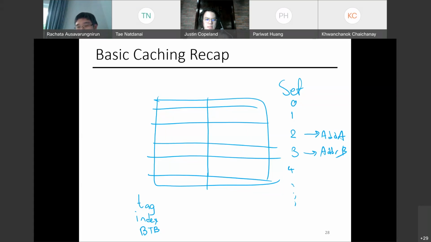The byte in block is the lowest bits that just tell, in that cache block, which byte we are accessing, right? And the tag bits tell what? What's the purpose of the tag bits? Identify the block we want, right? Because we need to figure out, okay, that thing in the set, is that my data or is that someone else's data? The tag is for that.